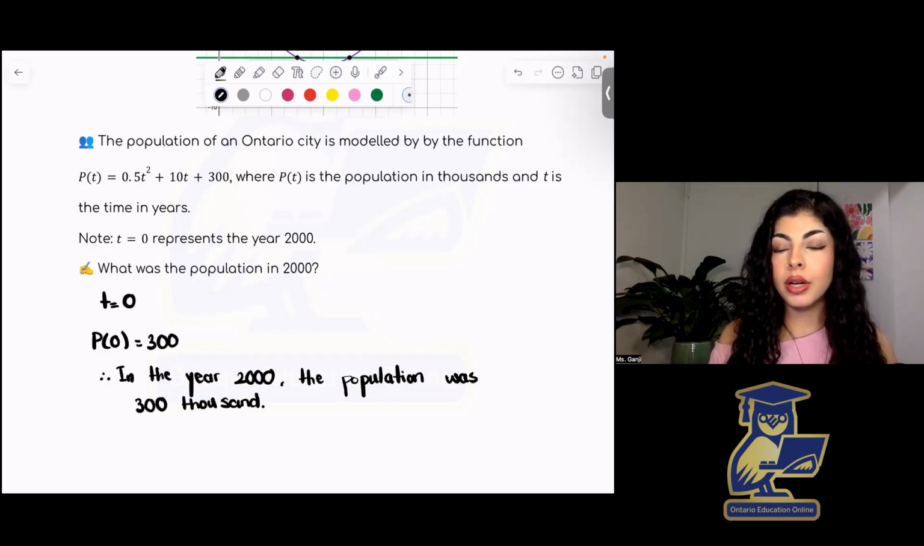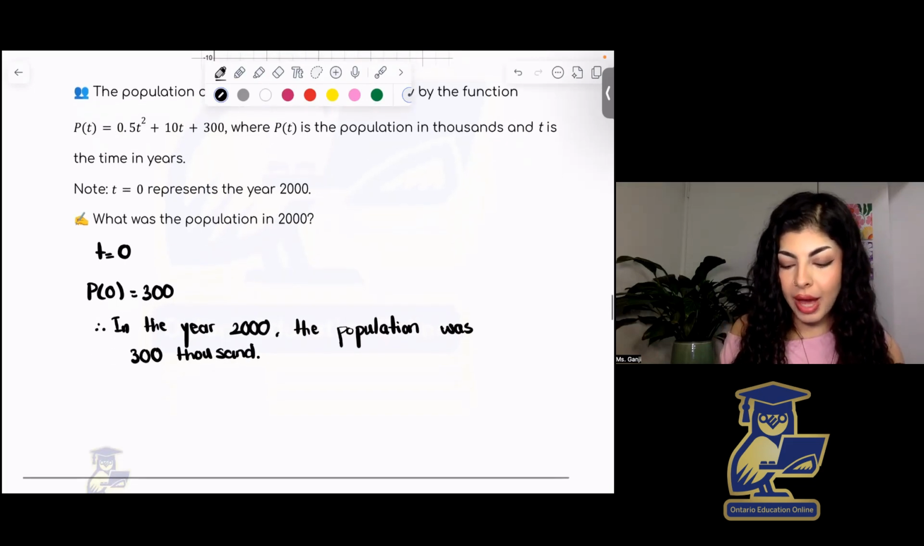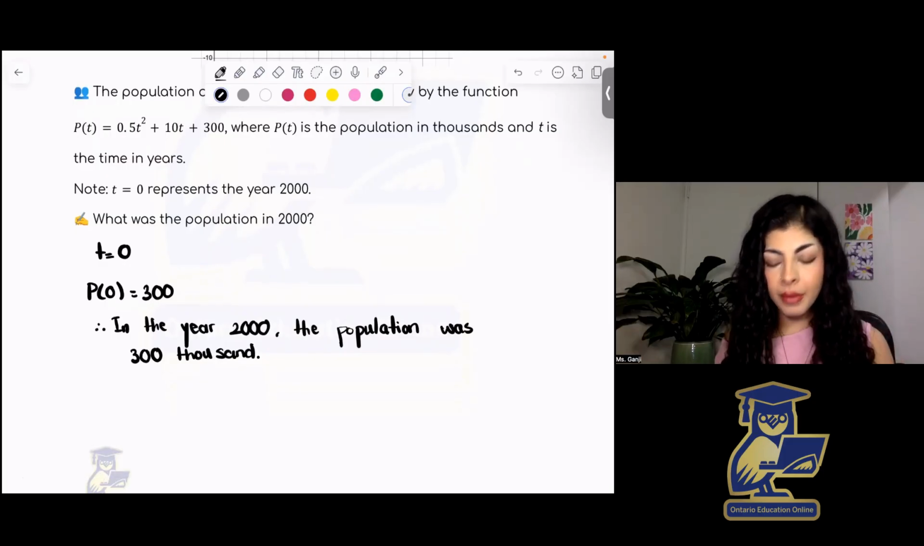When you write your concluding sentence, which you should be doing for all word problems, please make sure you are including that unit here. So I will write my conclusion of in the year 2000. So we're not looking at t equals 0. I want to give it some meaning. So in the year 2000, the population was 300,000 people because the 300 has that in thousands unit.